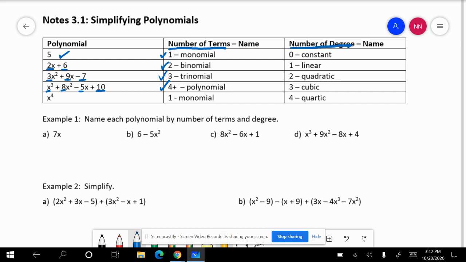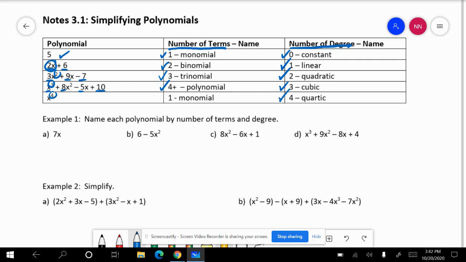The other way is number of degrees. That's looking at the exponent, and it's the highest exponent. So if you don't have a variable, it's called a constant, like our example. In this case, we have two terms. We always look at the one with the highest degree, so that would be a 1, so that's why it's a linear term. The highest degree here is a 2, that's why it's a quadratic. The highest degree here is a 3, that's why it's a cubic. And the highest degree here is a 4, that's a quartic.